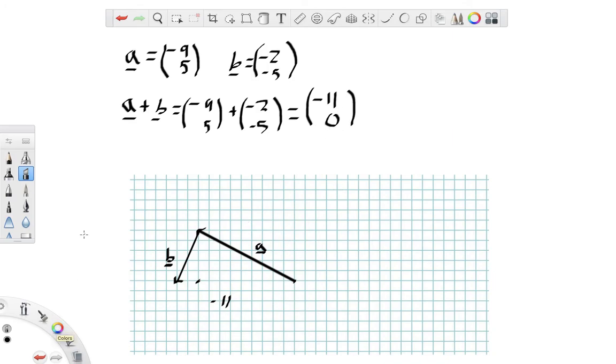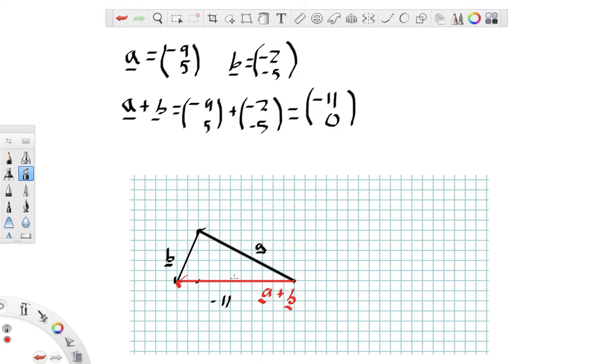So again, we can draw this vector. So I'll change to red. Get the ruler. So the red line now is our vector A plus B, like that. So that's our vector A plus B.